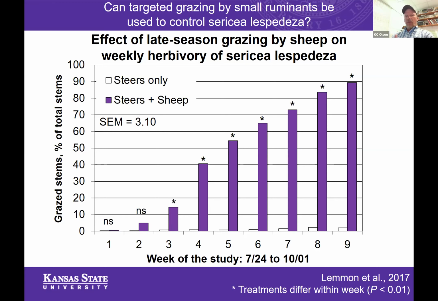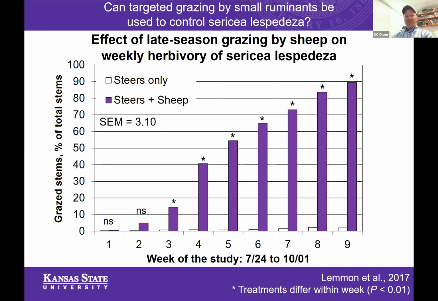The unique wrinkle, I guess, that we brought to the small ruminant question is, why not try a mature ewe? That wouldn't require specialized fencing, and maybe doesn't have the parasite challenges in the Tallgrass Prairie region that a goat would have.